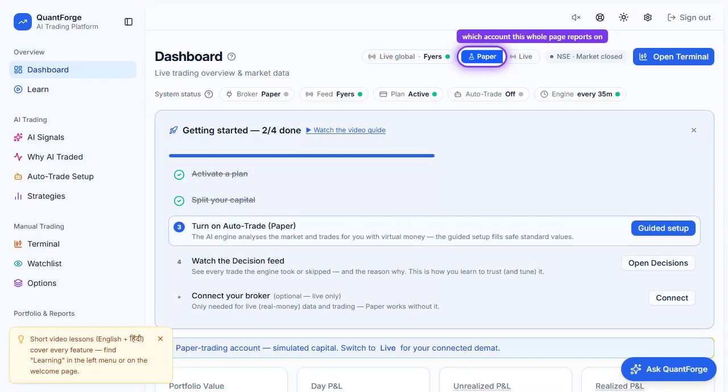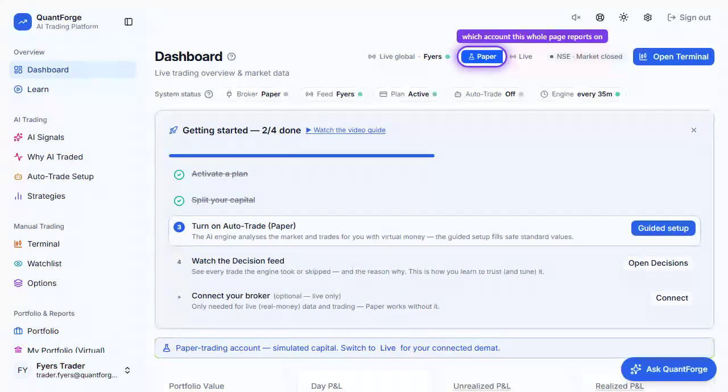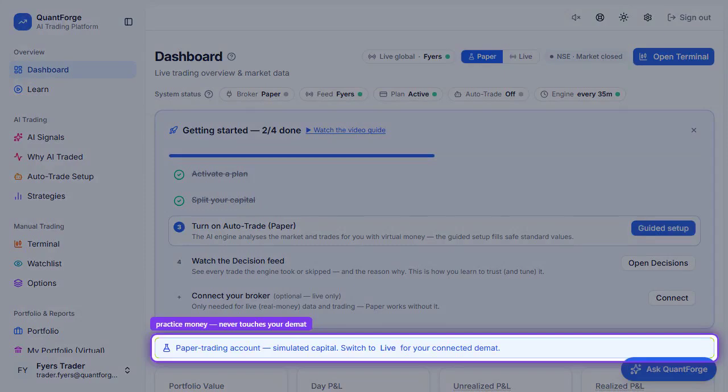This paper and live switch, what exactly changes when I press it? Which account the whole page is reporting on. Paper is simulated capital that the platform gives you. Live reads your connected DMAT real holdings, real funds, real profit and loss. The two are never mixed. A paper trade can never touch your DMAT, and a live position never shows up in your paper numbers.